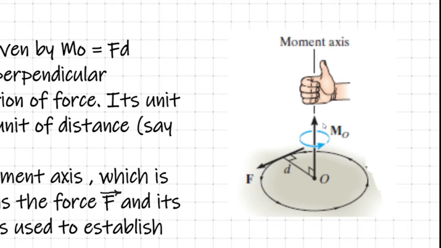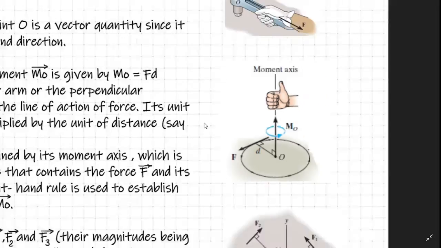Which means that the moment vector MO in this case is directed upwards, that is away from the plane containing F and O. So this is how we decide the direction of the moment vector. Remember once again that the moment of a force about a point is a vector quantity. So we need to specify perfectly the magnitude as well as the direction of the moment vector.